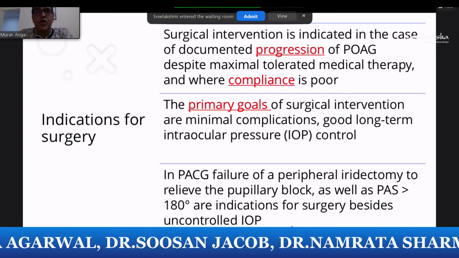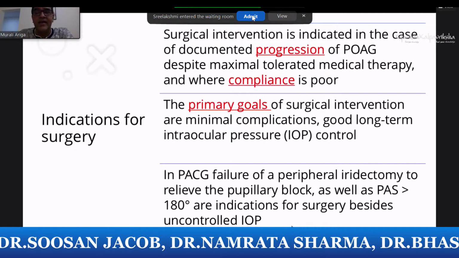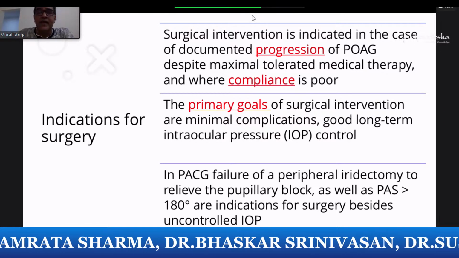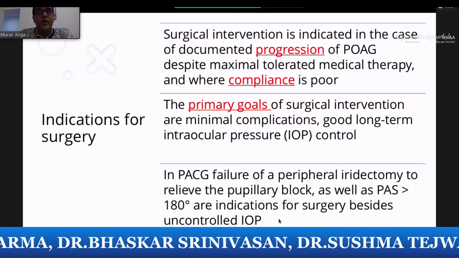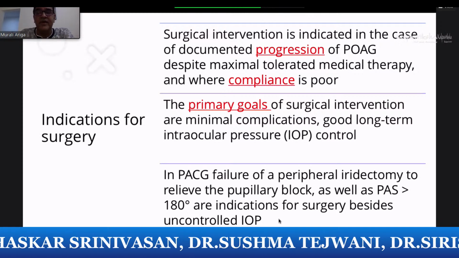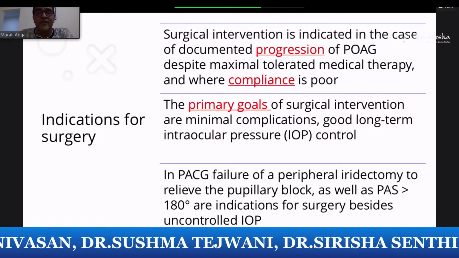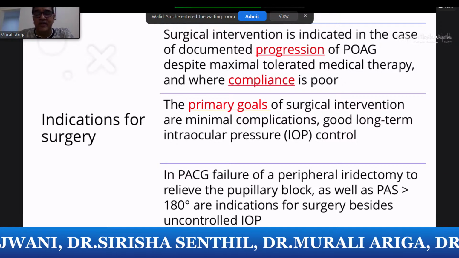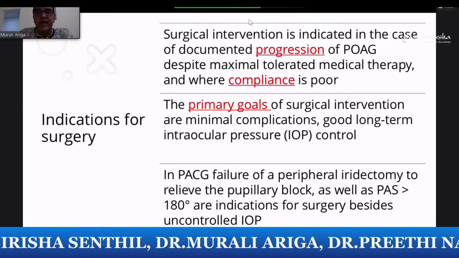In angle closure glaucoma, you would probably do the peripheral iridectomy first, using a YAG laser initially, to relieve the pupillary block. Suppose the pressure remains very high, and you have extensive peripheral anterior synechiae of, say, more than half the angle, then you would even consider doing glaucoma surgery in this situation.